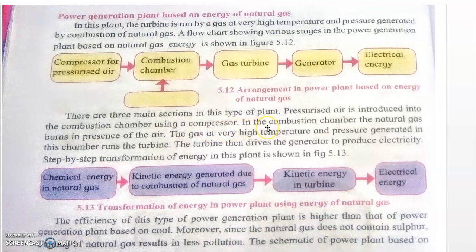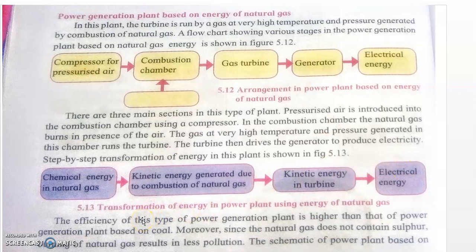Then in the combustion chamber, the natural gas burns in the presence of the air. The gas at a very high temperature and pressure generated in this chamber runs the turbine. The turbine then drives the generator to produce electricity. So this is the step-by-step process. The energy transformation is: chemical energy in the natural gas converted into kinetic energy generated due to combustion of the natural gas, then kinetic energy in the turbine, and then electrical energy.